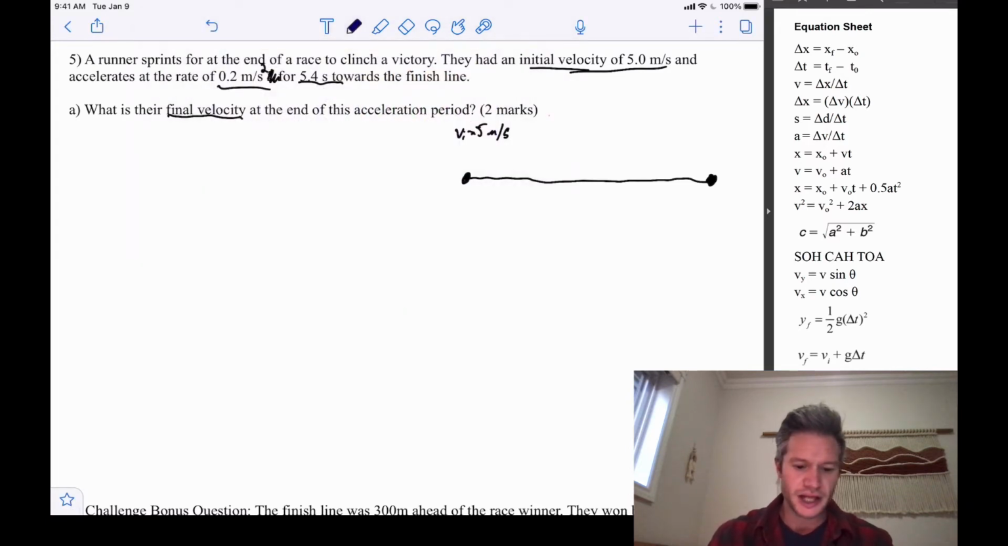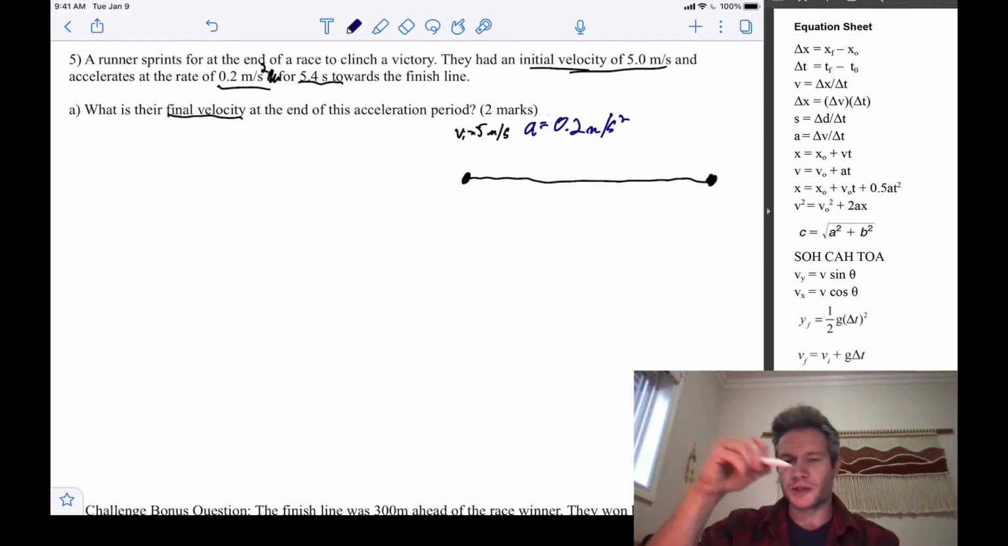And they're accelerating. So what that means is every second that passes, they're increasing in velocity by 0.2 meters per second. So 1 second goes by, now they're going at 5.2 meters per second. Another second goes by, now they're at 5.4 meters per second, etc., and so forth. Okay, so that's acceleration, right? So acceleration is 0.2 meters per second squared. We spoke about how it's like meters per second per second in an earlier video.